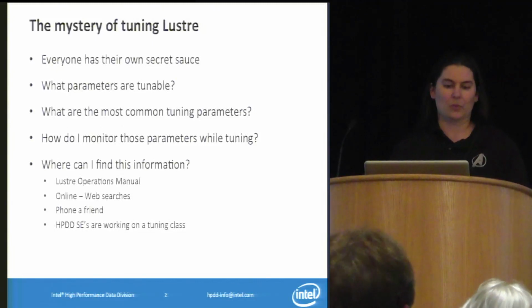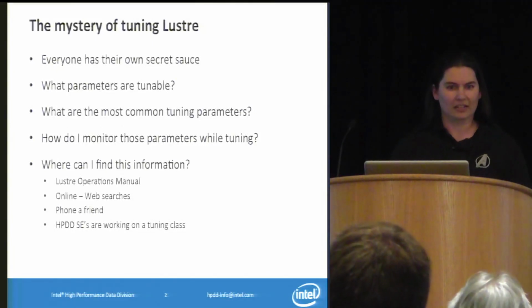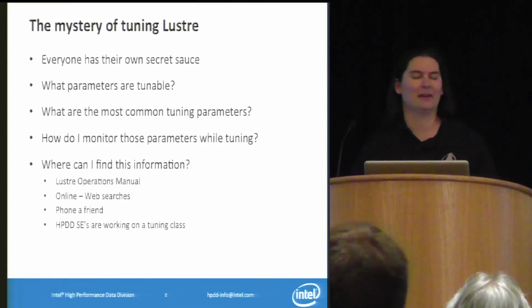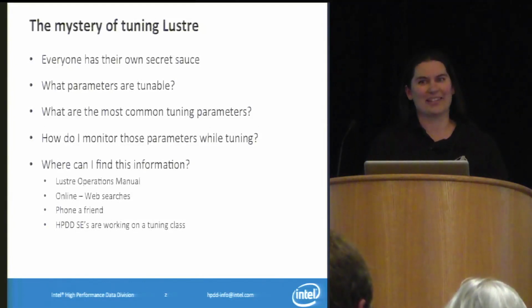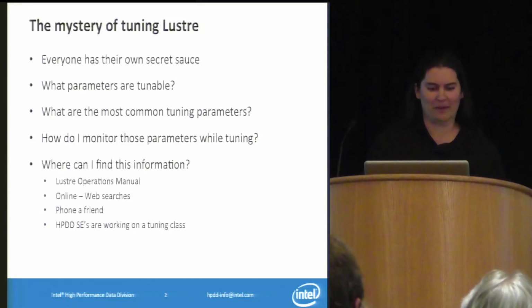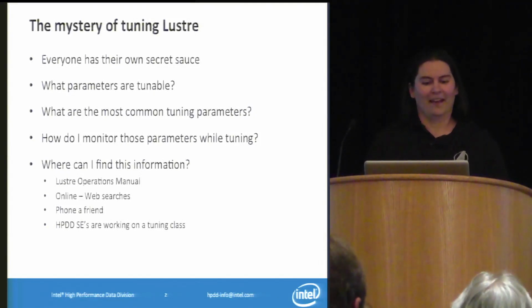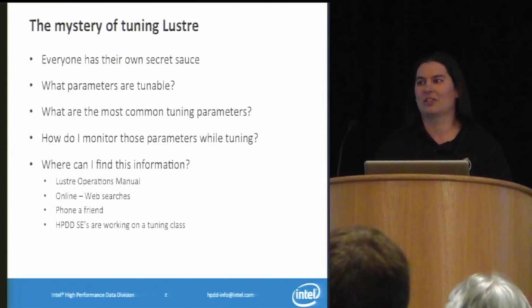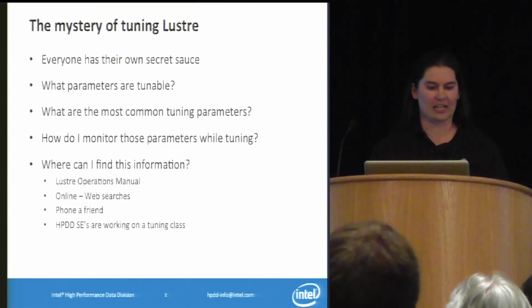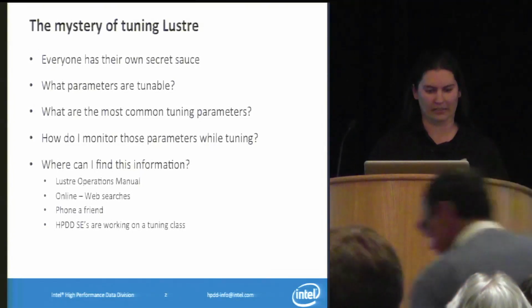So the other big problem is, where do you find this information? The Lustre Operations Manual, which we've already talked about in a couple of presentations, is not always helpful. It'll get you about 80% of the way there, and then it teases you for the last 20%. Online, just about everything that you want to know about Lustre and tuning Lustre can actually be found. The problem is finding it online.